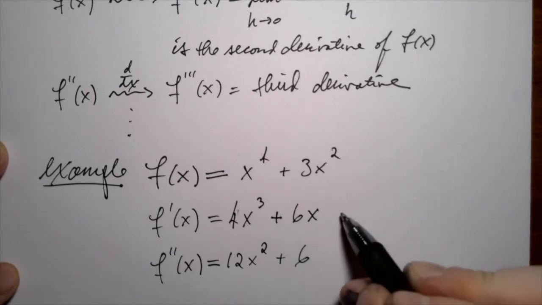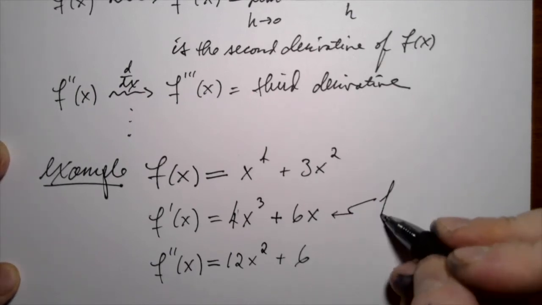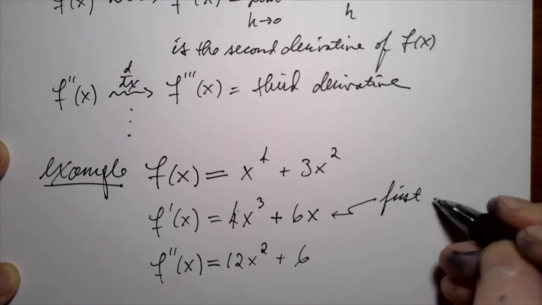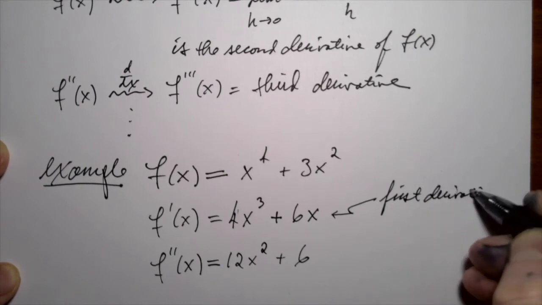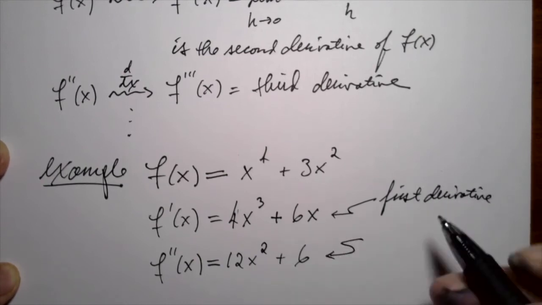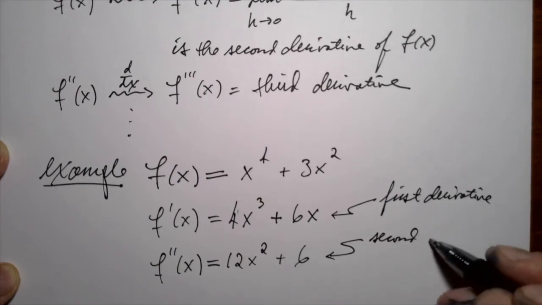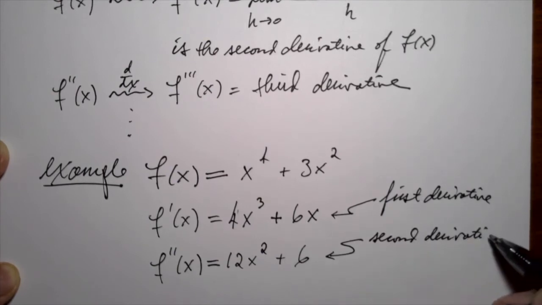So under this terminology, we might call this the first derivative to distinguish it from the second derivative. And if we wanted to, we could keep on going. The third derivative would be 24x, because the 6 would disappear. The fifth derivative would be 24, and then finally the sixth derivative would be 0, etc.